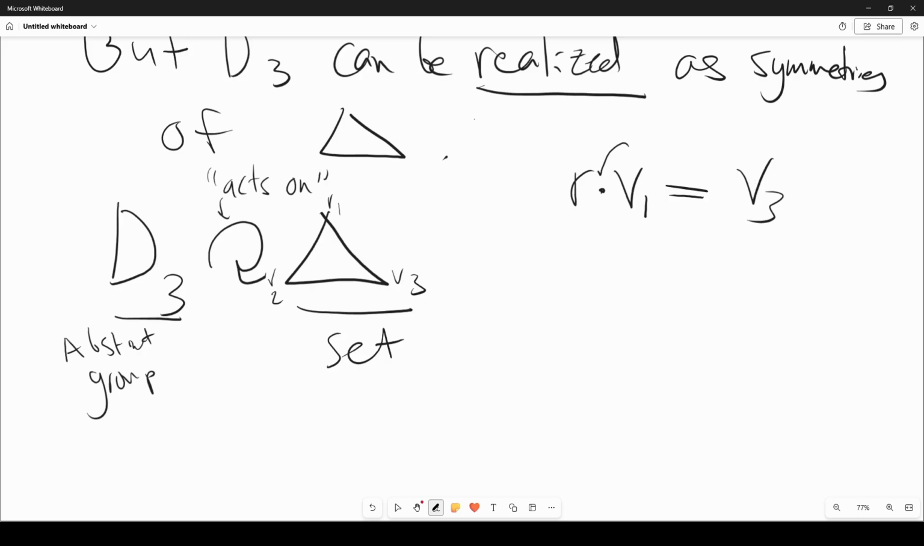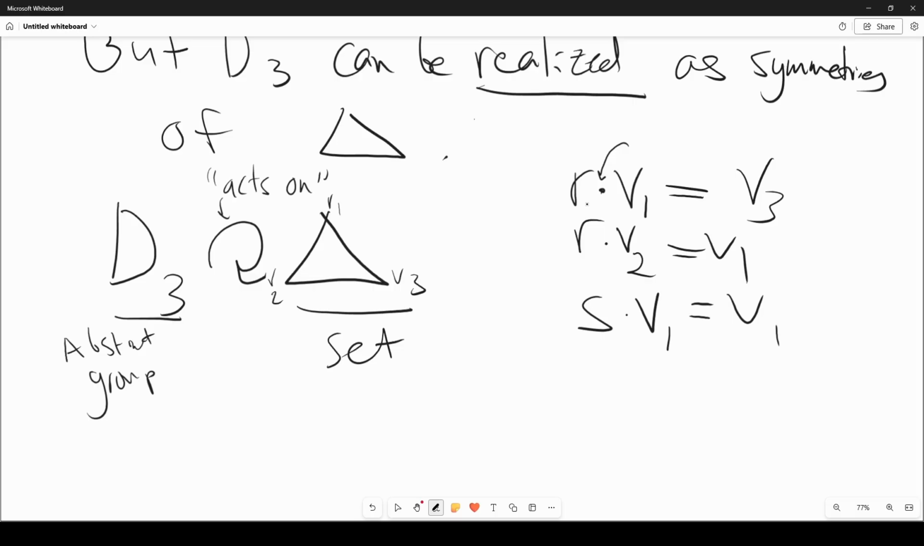This dot is not the same dot as the multiplication inside of the group. It's the group action multiplication law, which we'll discuss more, but it's usually just a handy way of writing how R acts on set elements. Another example would be R dot V2 equals V1, because when you apply R, V1 goes to V2 here. Finally, you could get something like S dot V1 equals V1, because if you flip across the middle here, V1 stays the same.